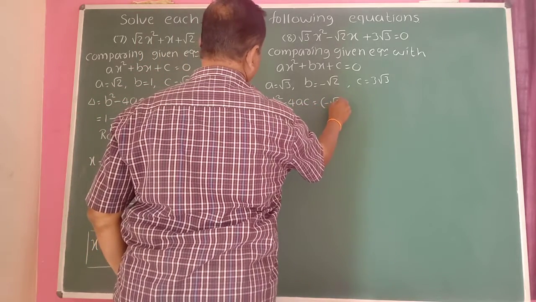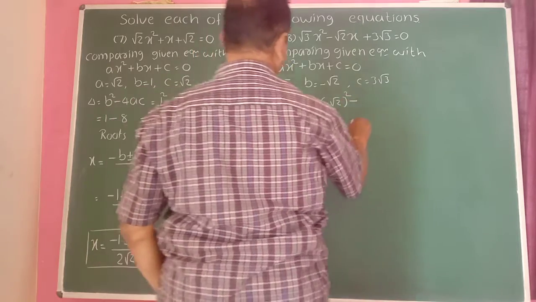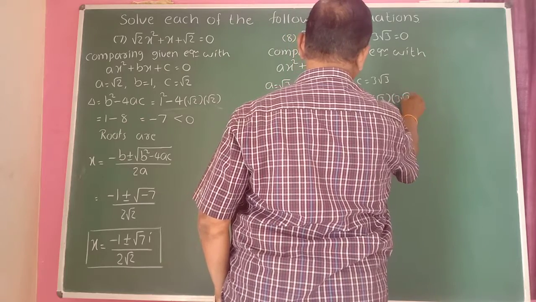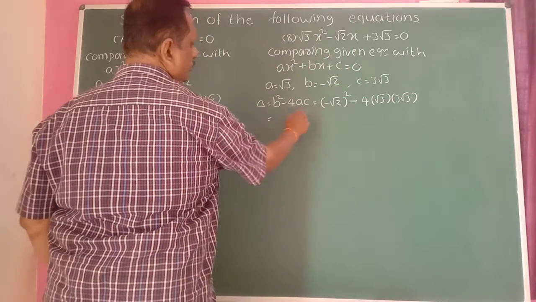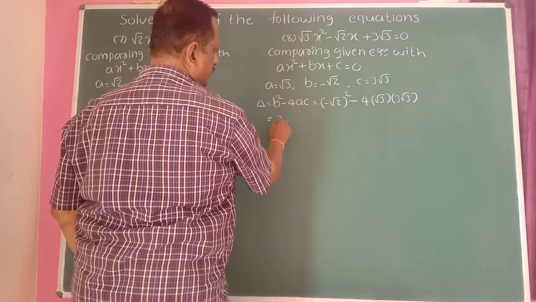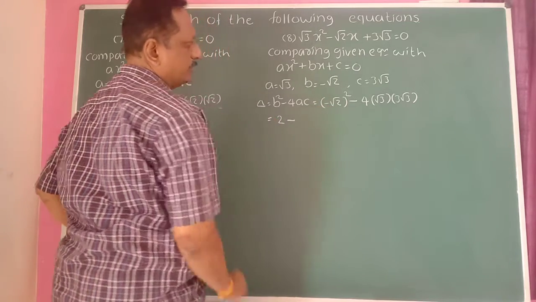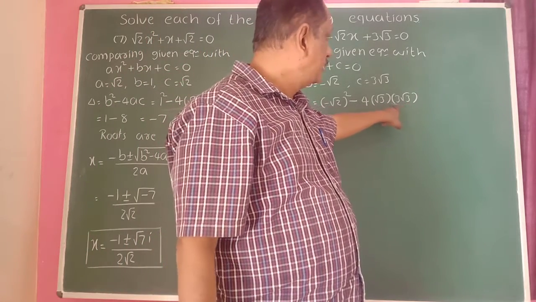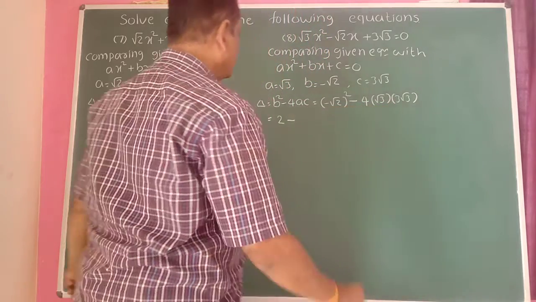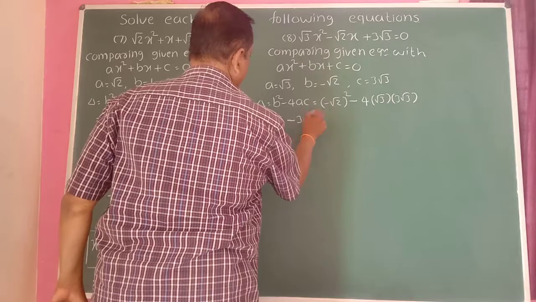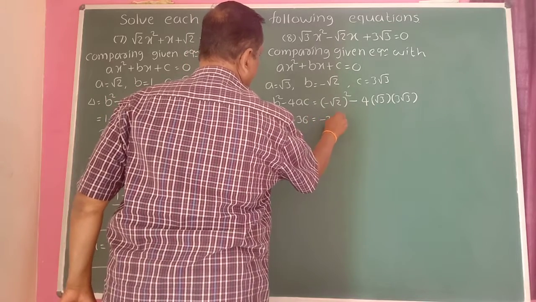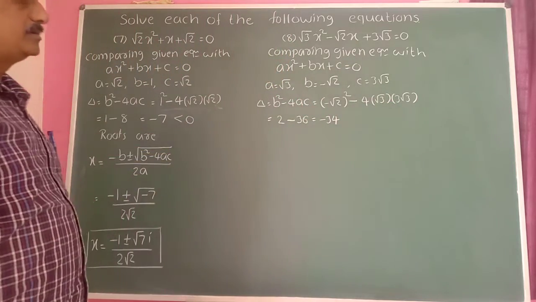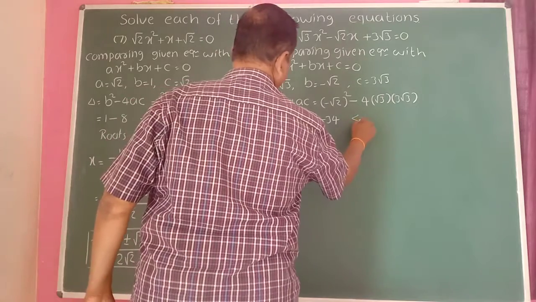So minus root 2 its square minus 4 into a value root 3 and c is 3 root 3. Therefore, this is equal to minus root 2 square is only 2. Minus becomes a plus minus. Here root 3 into root 3 becomes 3. 3 3s are 9. 9 4s are 36. So 2 minus 36 is minus 34. So less than 0.